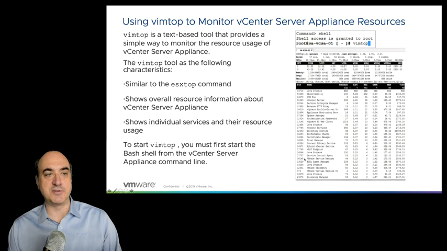Another way of looking at resources is using something called vimtop. This is on the vCenter server's command line. You can gain access to this by simply running SSH over to your vCenter server. You can access this from both the appliance shell or from the bash shell. This is from the bash shell.